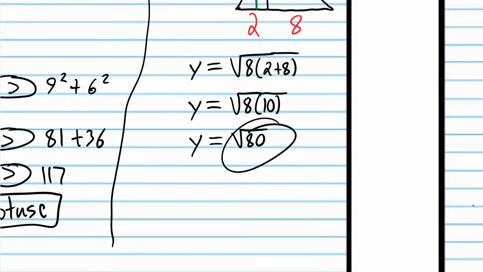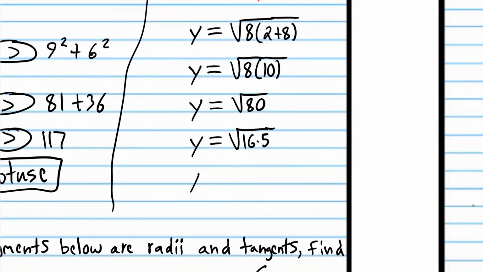Now, you're not allowed to leave that in the root as 80 because there's a perfect square. Now, the best way to do this is to factor to 16 times 5. 16 times 5 is 80. The 16 comes out, and the 5 stays in. When the 16 comes out, it becomes 4, because when you square root 16, that's 4.